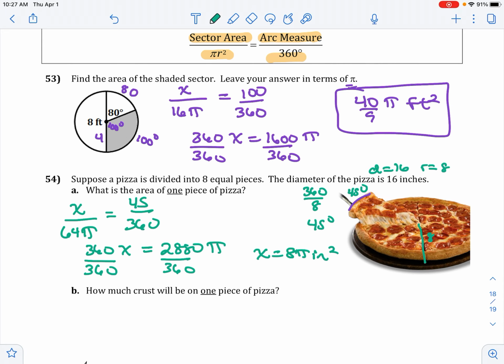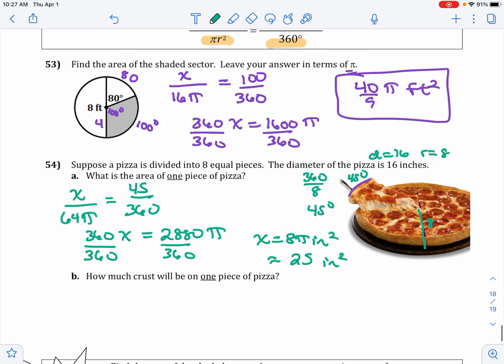Well, most people don't really know what that is. So if you wanted to, you could actually tell them how many square inches they're going to get. So 8 times pi, and you would get about 25 square inches of pizza. So everybody gets 25 square inches of pizza if we cut it into 8 equal slices.